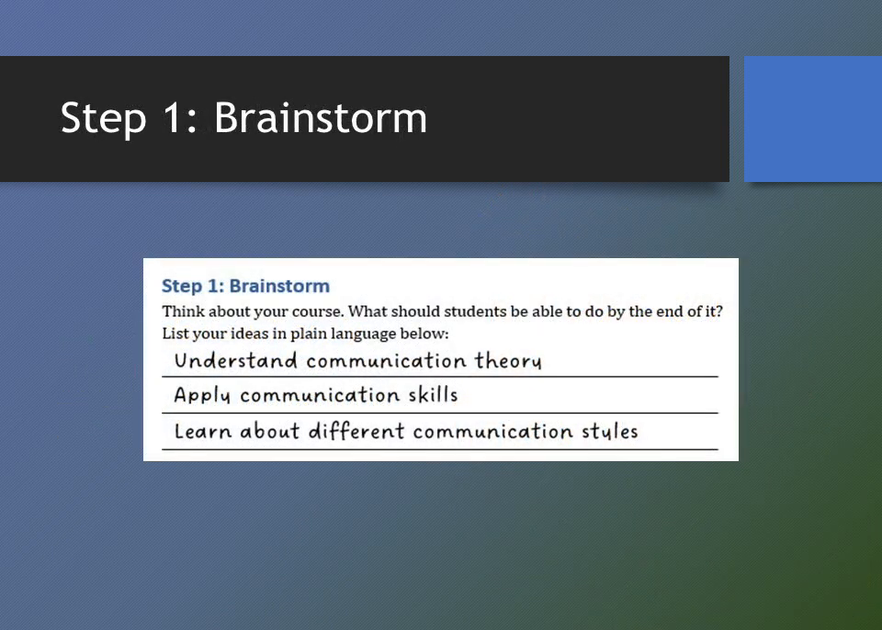Step 1. Brainstorm. What do you want your students to be able to do by the end of your course? This is the first section on your worksheet. You'll see several blank lines. That's where you'll jot down 2 to 4 goals in plain language. They don't need to be perfect yet. Here's what I started with. Understand communication theory. Apply communication skills. Learn about different communication styles. Go ahead and pause the video if you want to take a few minutes to complete that section.